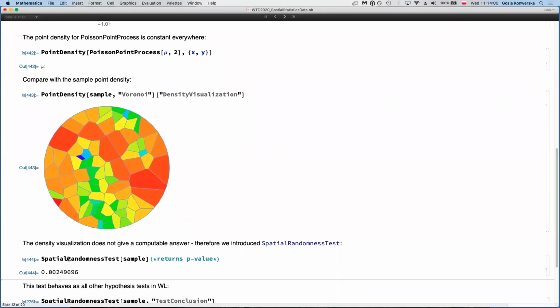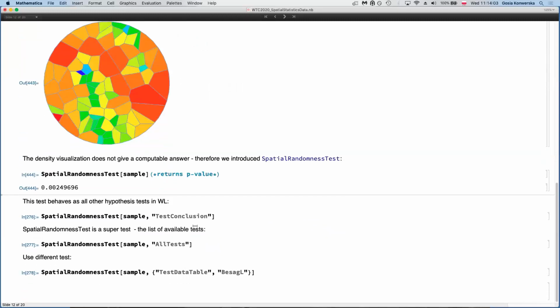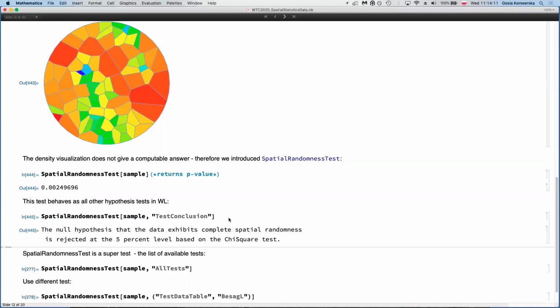And I still cannot really tell, because the density visualization does not give us a computable answer, and therefore we need a test. We need to be able to have a hypothesis test, and we introduce the spatial randomness test, which works as any other test in the Wolfram Language. So by default, if you just input the sample, it returns the p-value, but we can also ask for the test conclusion. And here we see that this data is actually not passing the test, even though it was generated from the Poisson point process. And also notice that it's based on a specific test, in this case, the chi-square test.